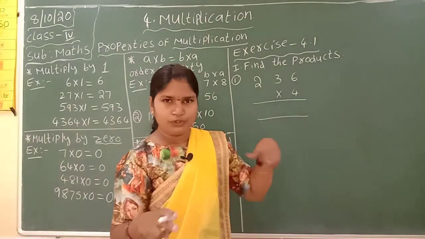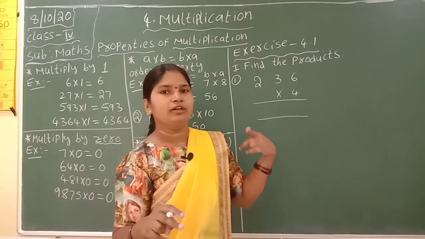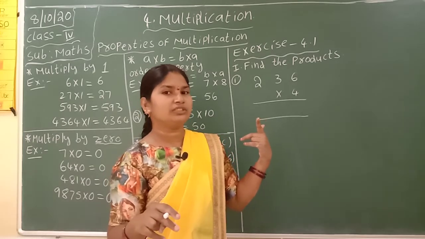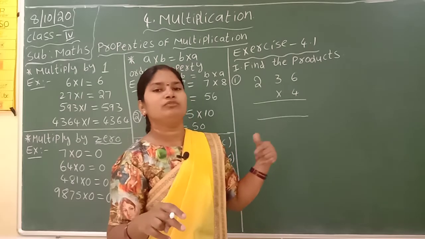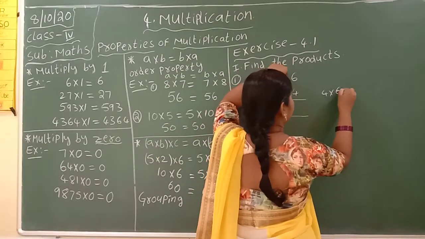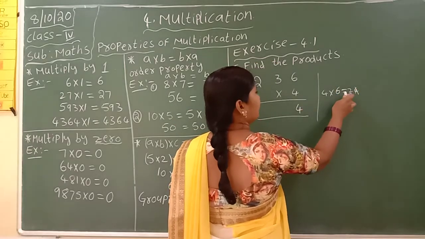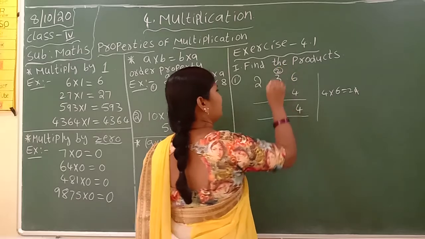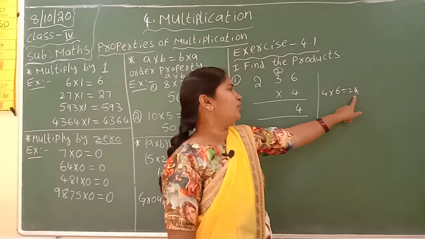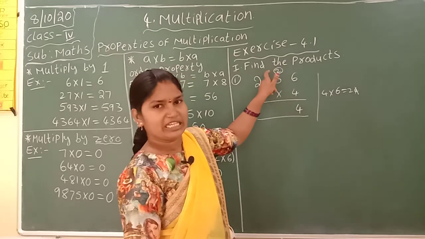4 6, do you know the 4 table now? Read the 4 table. 4 ones 4, 4 twos 8, 4 threes 12, 4 fours 16, 4 fives how much? 4 fives 20, 4 sixes 24. We want 4 sixes, 24. Okay. So this 4, cut and write here. 2, write down in the next place as a regrouping. Why? Because 24 means 2 tens, 4 ones. 4, write down in the ones place. 2 tens means this 2, write down in the tens place as a carry.